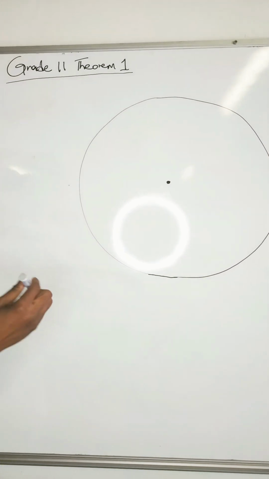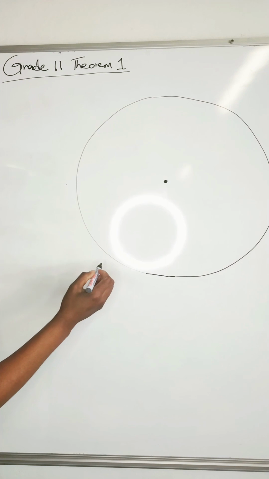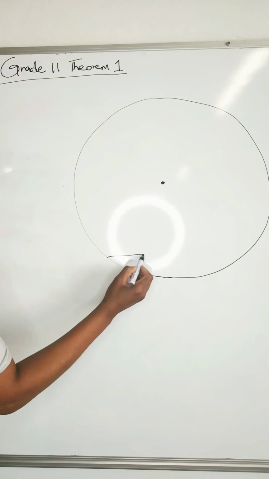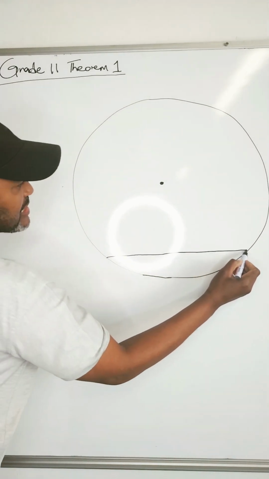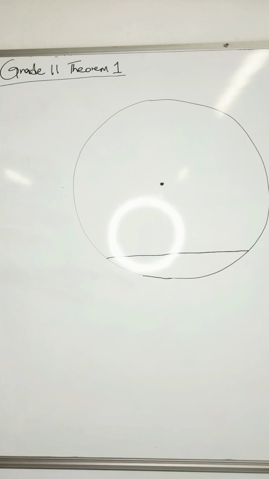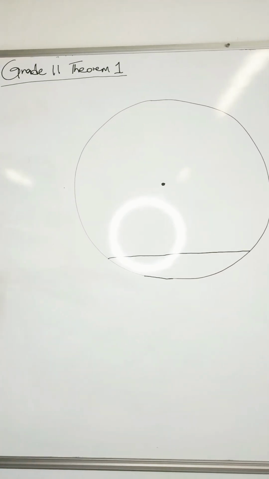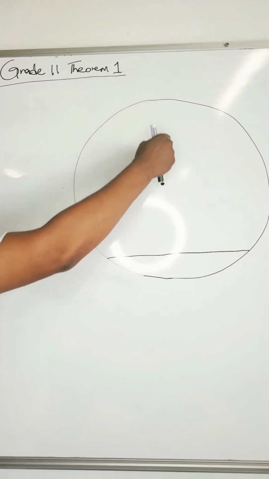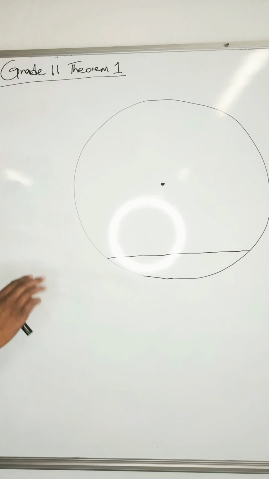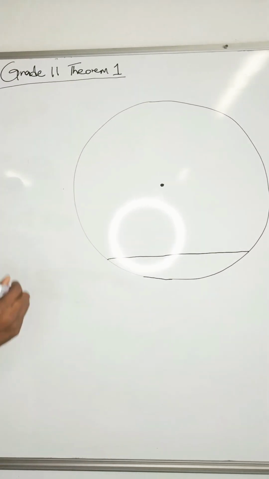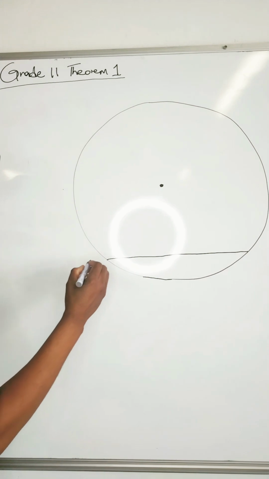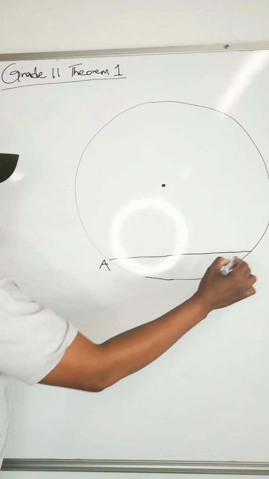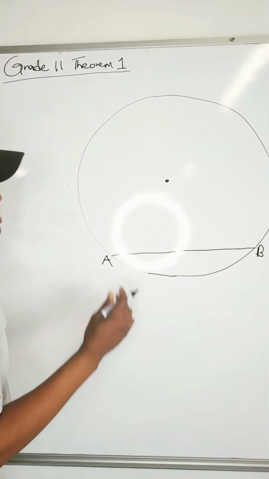So in other words, we need to have a chord here. A chord is just a line drawn from the circumference of the circle to the other. So this is a chord, but if it passes through the center, it's no longer a chord, it's called a diameter. So now we're talking about a chord. Let us name our chord. We can say, for instance, A and B this side. So our chord is AB.